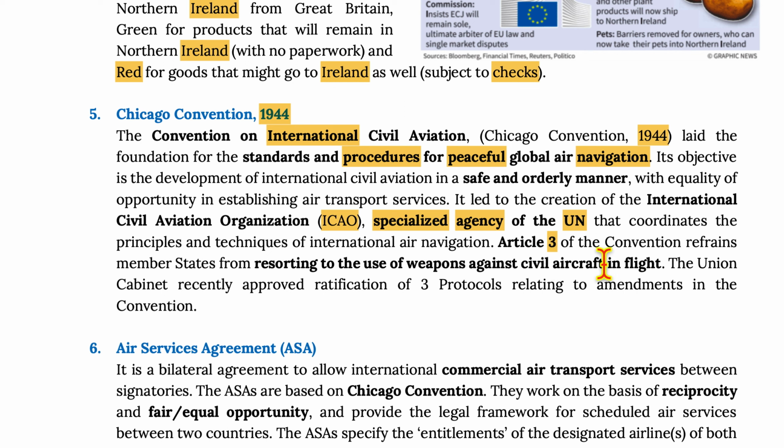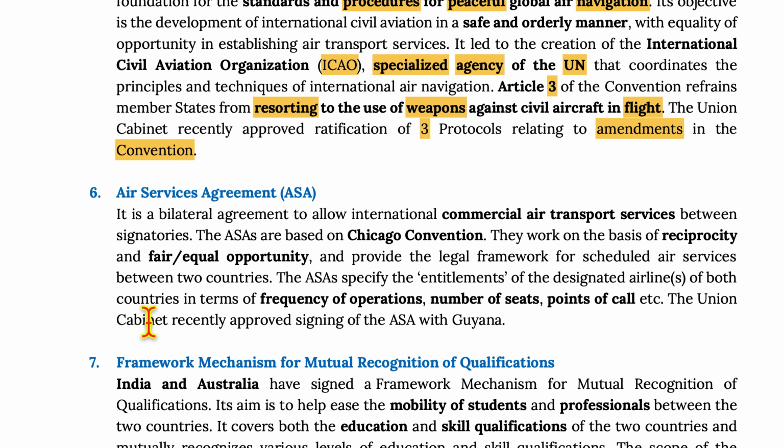Article 3 of the convention restrains member states from resorting to the use of weapons against civil aircraft and flights. The Union Cabinet recently approved ratification of the three protocols relating to amendments in the convention.